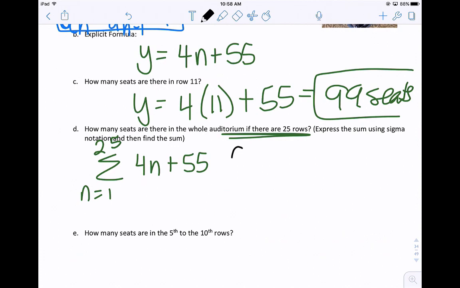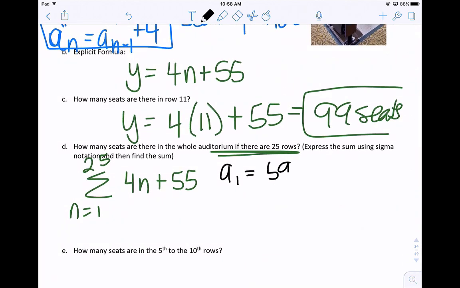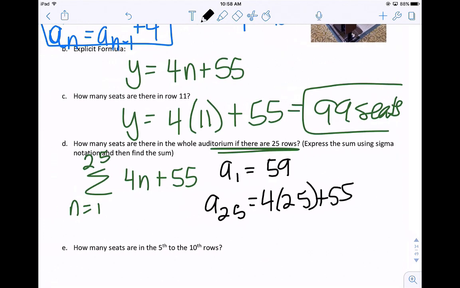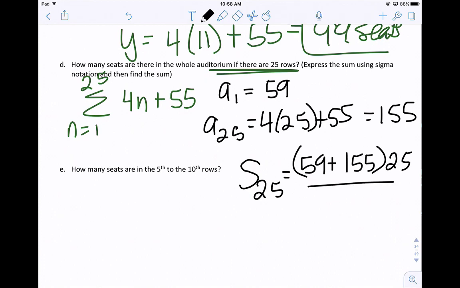Okay, so for the sum, we need the first row. First row, we know there's 59. We need the 25th row. So that is 4 times 25, which is 100 plus 55. So that's 155 seats in the last row. All right, let's plug into the formula. Sum of the first 25 rows. First row plus last row times number of rows divided by 2. So I can let you calculate that.